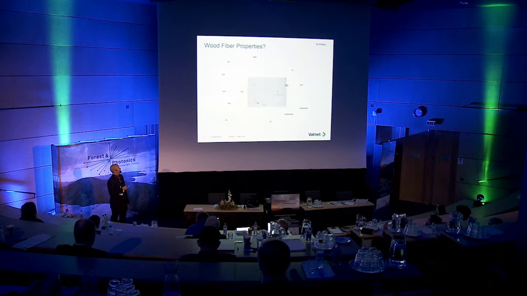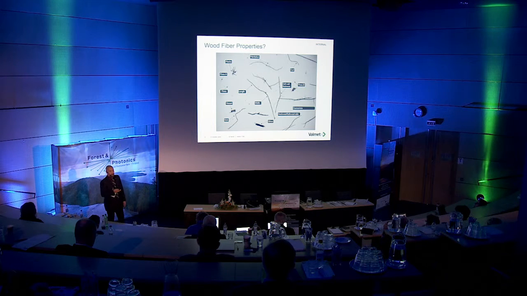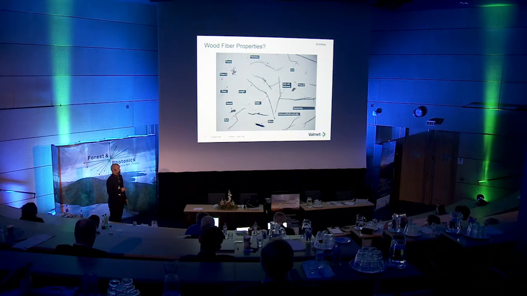About wood fiber properties then. Here we have a microscope image of fibers. We can measure this kind of parameters or properties from these wood fibers. Length, something like 1 to 2, 3 millimeters, for example. And width is about 10 to 30 micrometers.